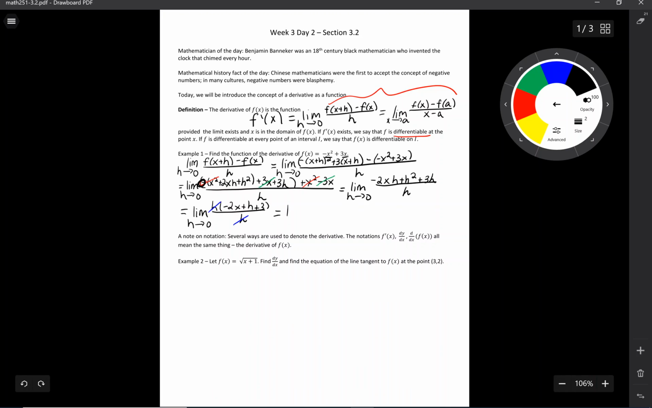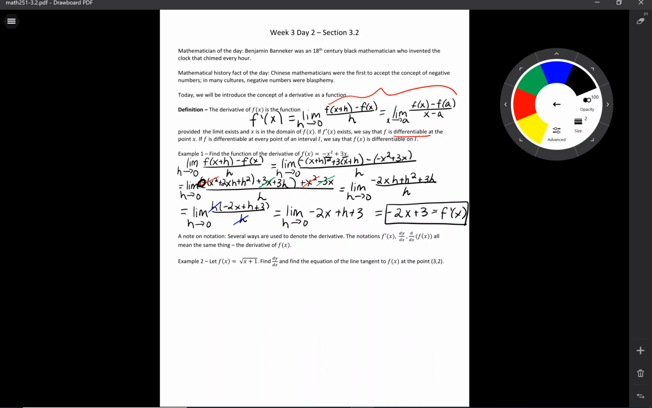So I am left with the limit as h goes to 0 of negative 2x plus h plus 3. Now I can simply plug in my h value, which is 0, and this becomes negative 2x plus 3, which is our derivative. If I wanted to find the derivative of our original function at a certain point, x, then I would simply plug that x value into this new derivative function.